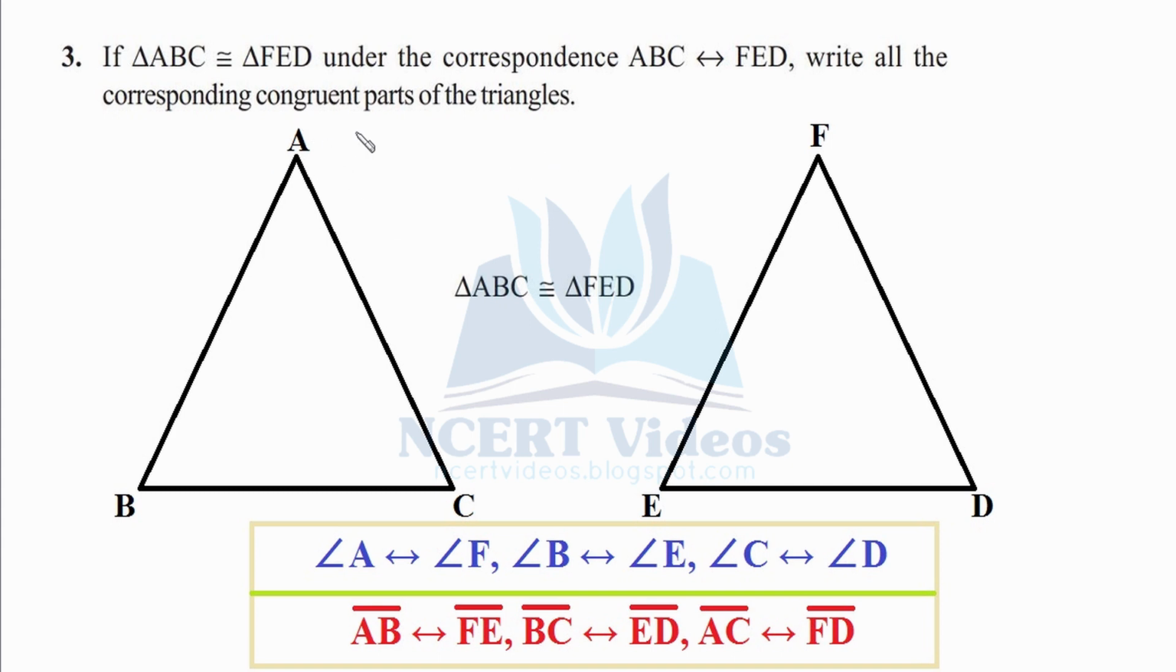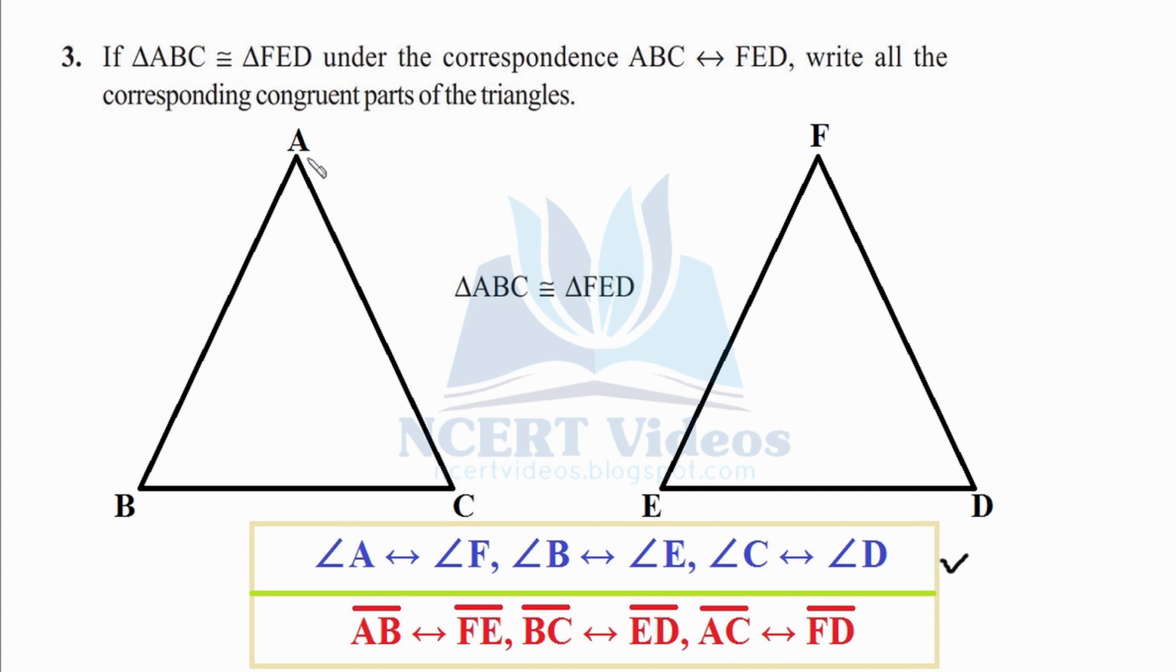So angle A is congruent to angle F according to this correspondence, and angle B corresponds to angle E. Similarly, angle C corresponds to angle D. So the same has been written here. This means correspondence, or the corresponding congruent relationship.